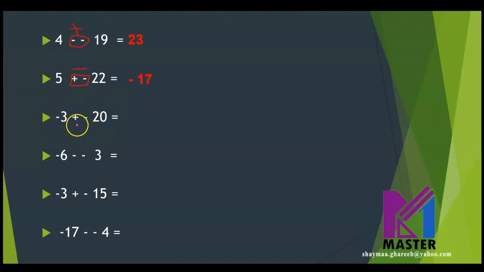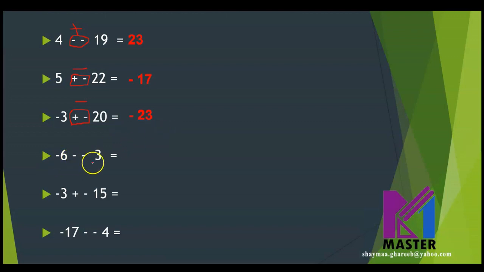Negative 3 plus negative 20, I'm going to change them into subtraction. So it means negative 3 minus 20. So I'm collecting the negative numbers together. So it will be negative 23.